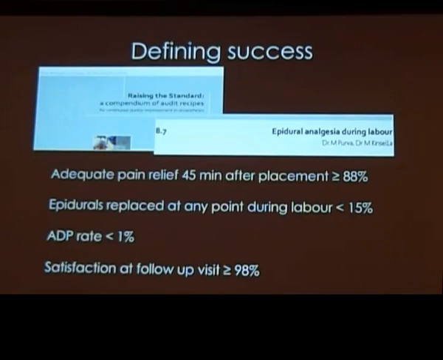These are the standards that we use when we're auditing our unit practice for what represents success at epidural analgesia in labour. We should achieve adequate pain relief after 45 minutes in almost 90% of cases, and an accidental dural puncture rate of less than 1%. We're all familiar with these endpoints of success. These are incredibly useful statistics if you're looking at the practice of a unit.